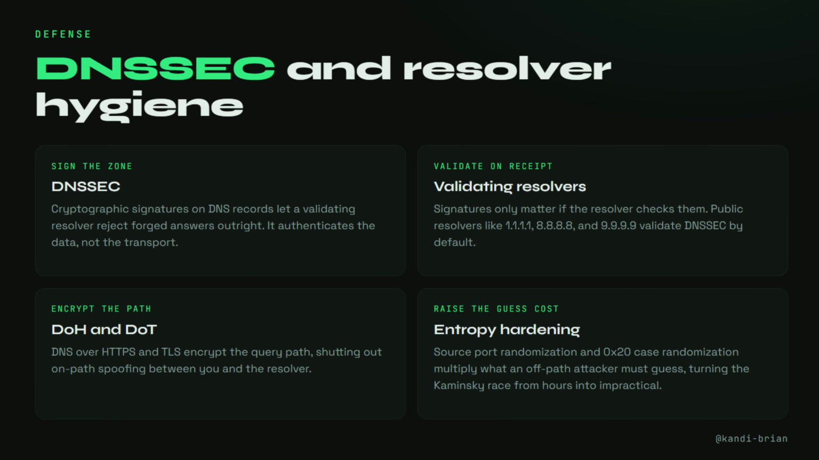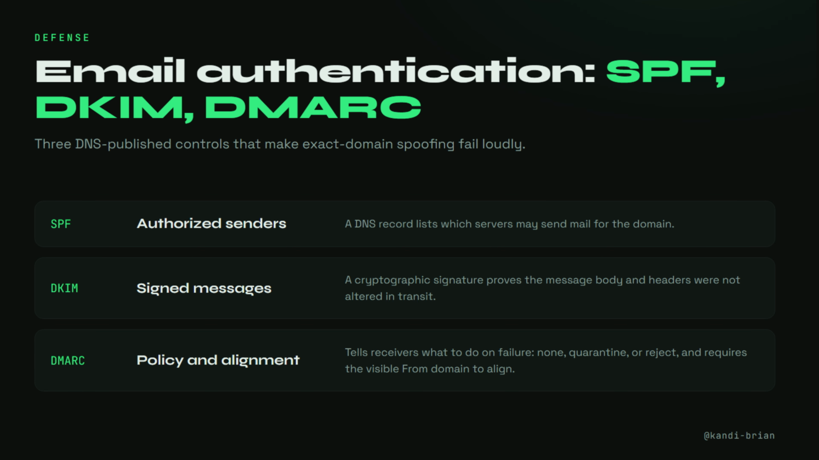Now, back up at the message layer, 3 DNS publish controls make exact domain spoofing fail loudly. I talked about their verdicts in the email headers earlier, but here's what they do. SPF publishes which servers are authorized to send mail for a domain. DKIM adds a cryptographic signature proving the message was not altered in transit and genuinely came from the signing domain.